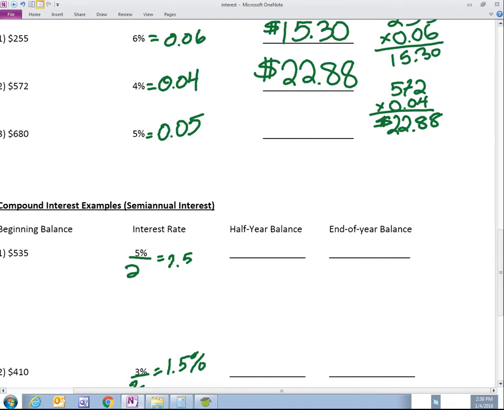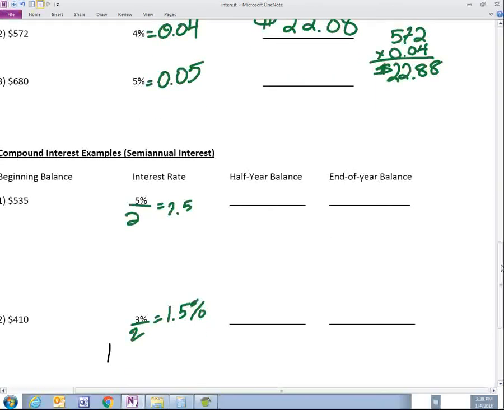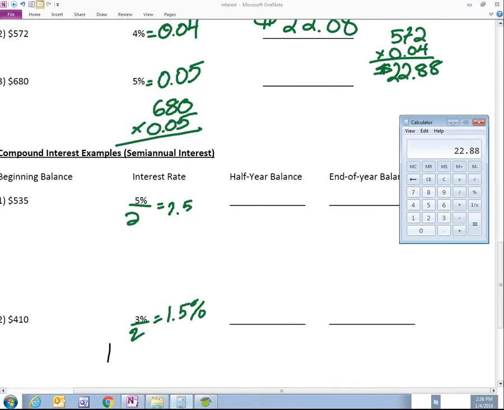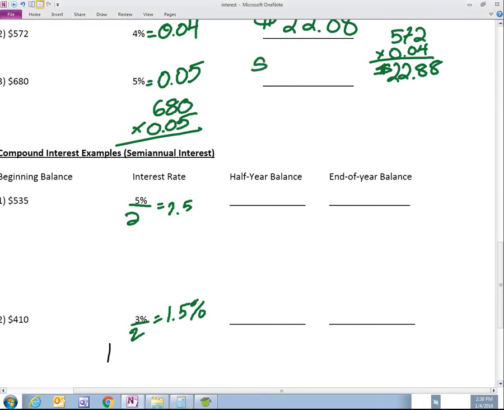Next one, 680 multiplied by 5%. See how I'm still writing what multiplication I'm doing even though I'm doing it on a calculator? That's how you show your work when you're using a calculator. Because I want to be able to tell you, hey, you did this wrong at this step, so we need to make sure we do this next time. And that's just a flat $34.